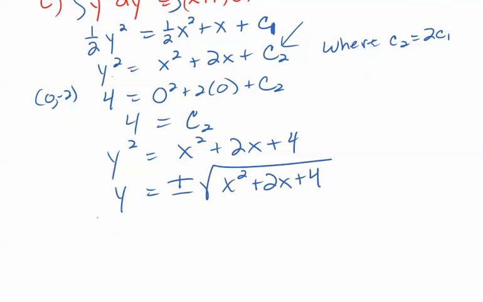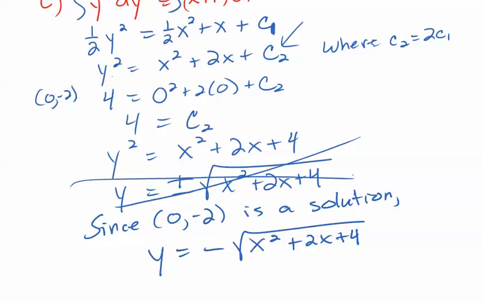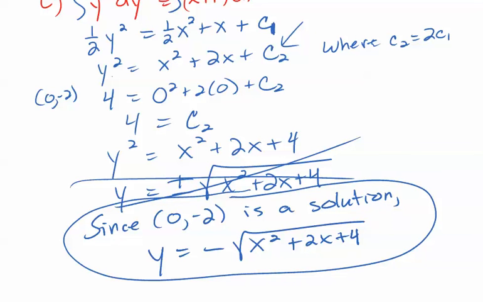So we would say since 0, -2 is a solution, we are going to have y is equal to the negative square root of x squared plus 2x plus 4. So you didn't need to write this step at all. You could go right to that conclusion. And I think that does it for us.